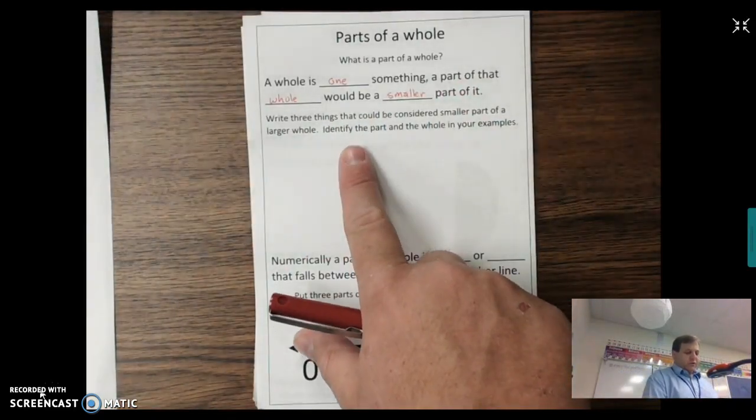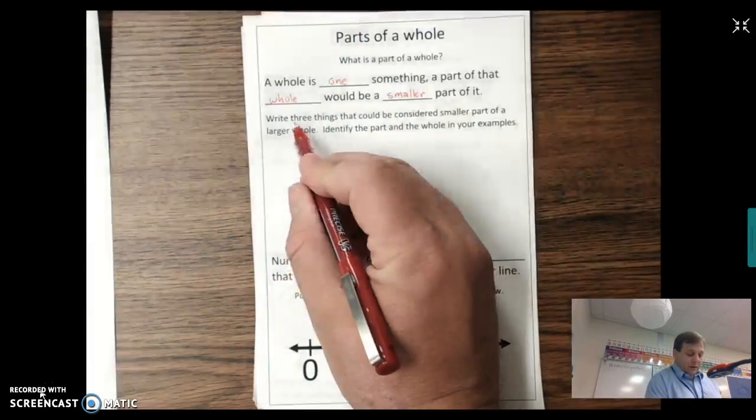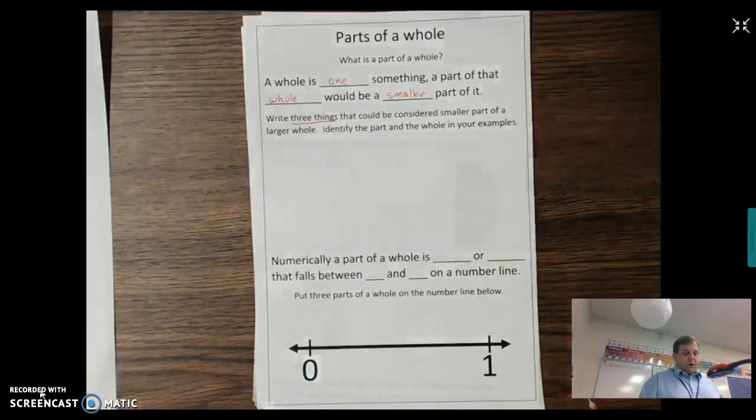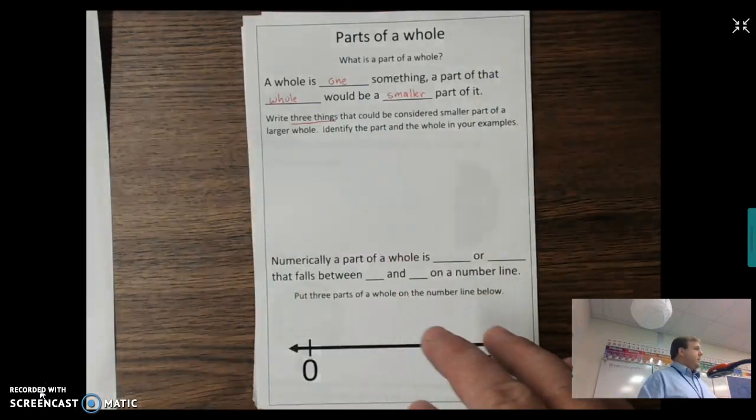Right now, we're going to pause, we're going to write 3 things that could be considered parts of a larger whole. Anything you can think of that would be considered part of a larger whole. And once you've gotten that down, pause for a minute.